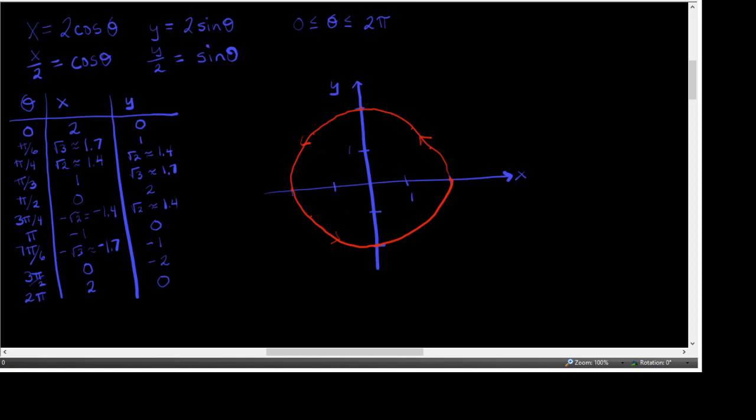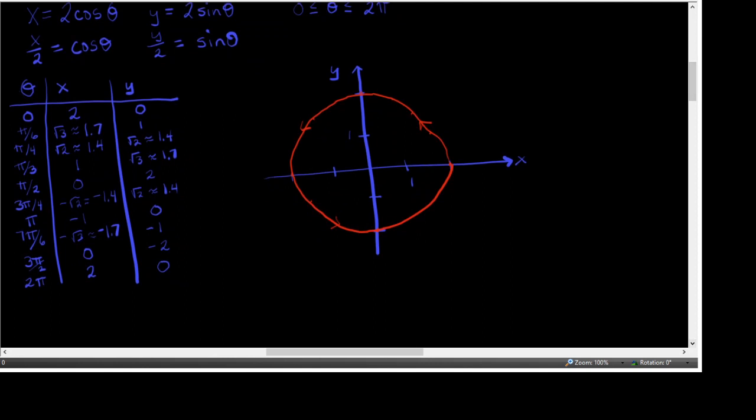All right. So we've made a table. Then our next task is going to be to rewrite this without the parameter. So we're going to eliminate the parameter. So I'm kind of going back to where I was before.